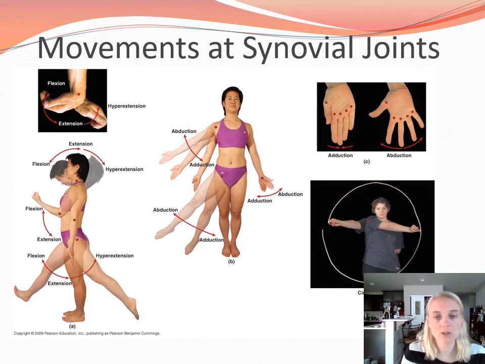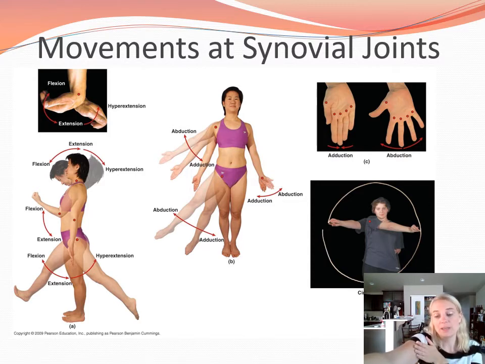So the first pair is called flexion and extension. So again, in anatomical position, flexion is you're going to decrease the angle between the two body parts. So if I'm at like 180 degrees here, and then I move my arm forward, and I'm now at a 90 or a 45 or a 90 degree angle here, I've done flexion.